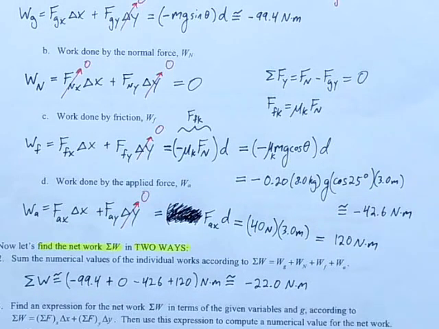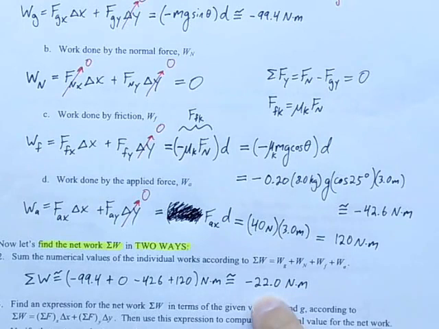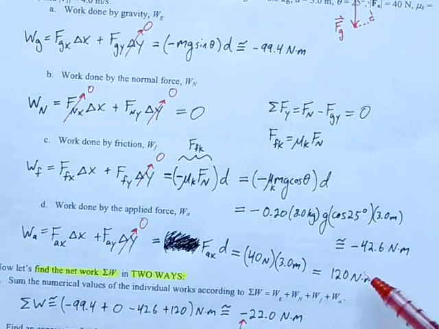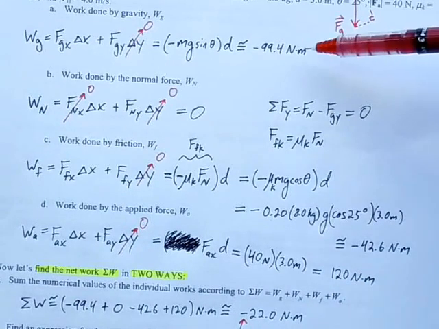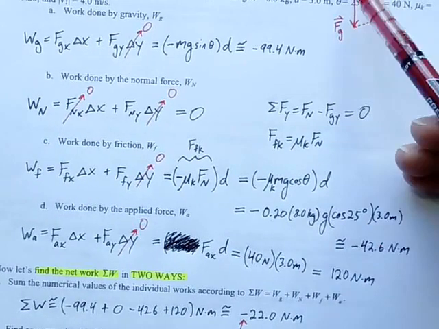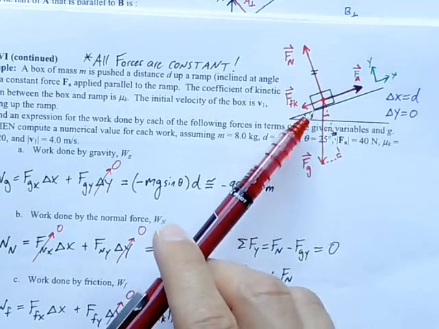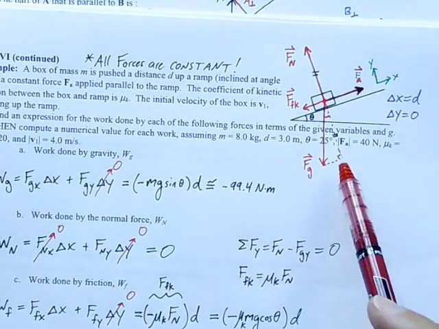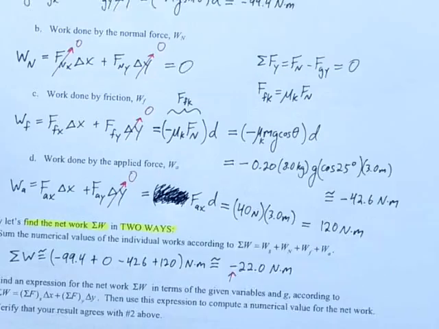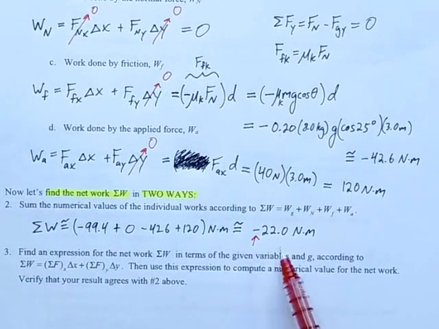Okay, that's the net work done on the box. And before we go any farther, let's consider what it's telling us. It is negative. What's that mean, that the net work done was negative? How did that come to be? It looks like the positive work done by the applied force was not as big as the combination of the negative works done by gravity and friction. So even though the applied force was adding energy as the box moved up the ramp, friction and the x component of gravity were removing energy at a greater rate, or they removed more energy than the applied force added. So in sum, the box lost energy here.